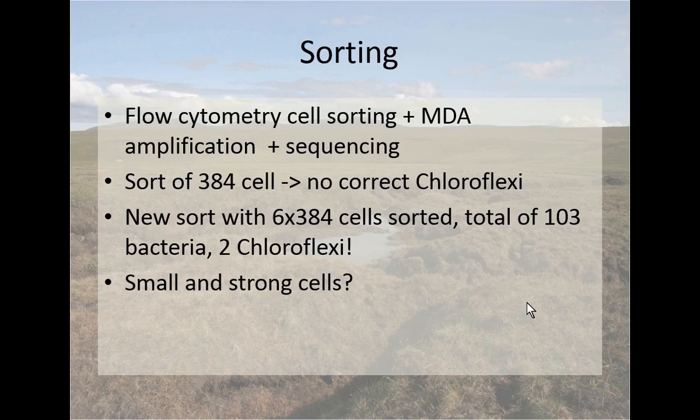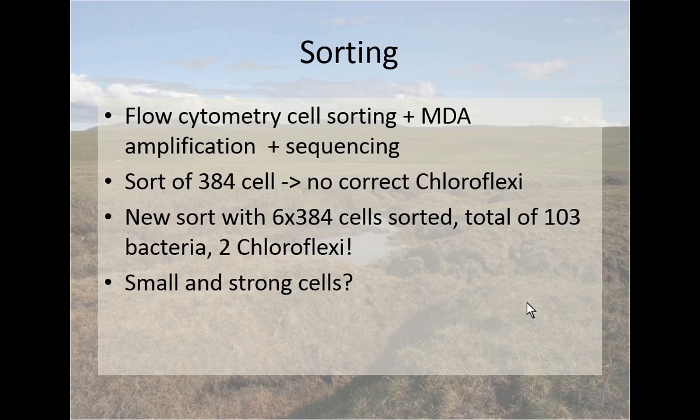So what I did there was that I extracted the cells using Nycodenz centrifugation. So I got the cells from the soil matrix, and then those cells were cell sorted by flow cytometry, then amplified with MDA and 16S sequenced. And after sorting 348 cells from the permafrost, we could find no correct Chloroflexi.